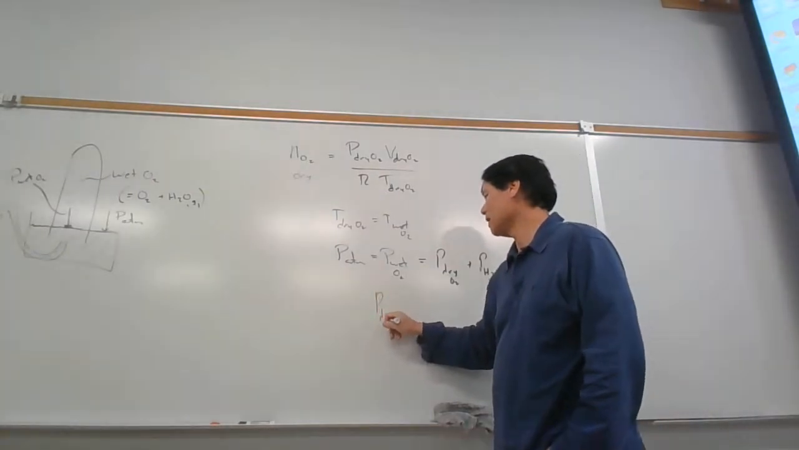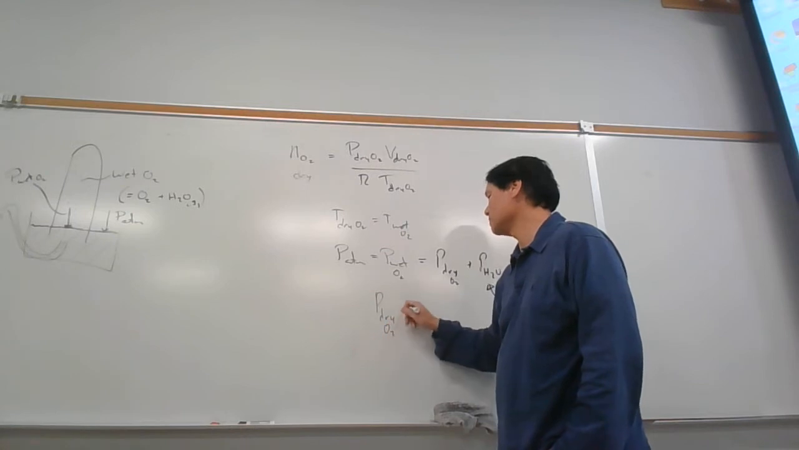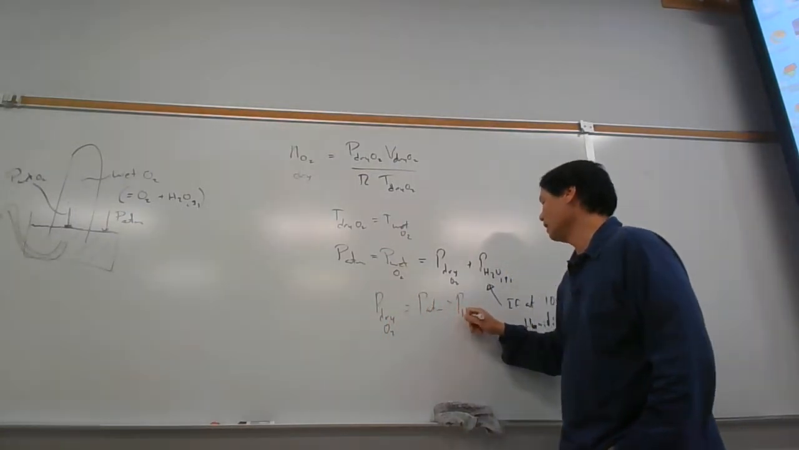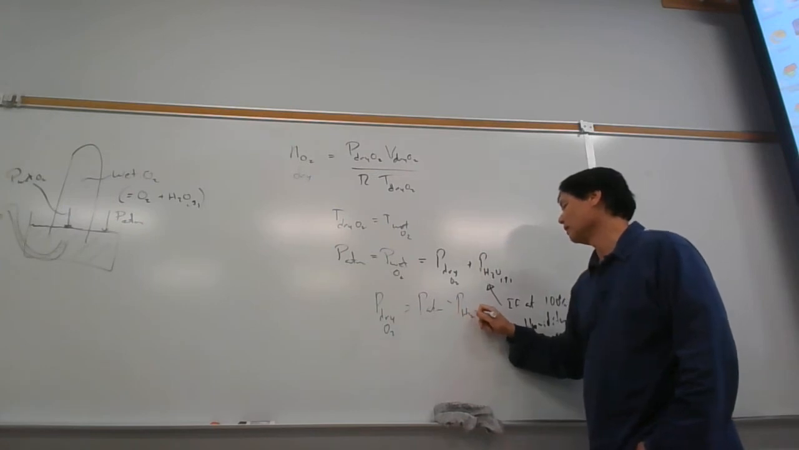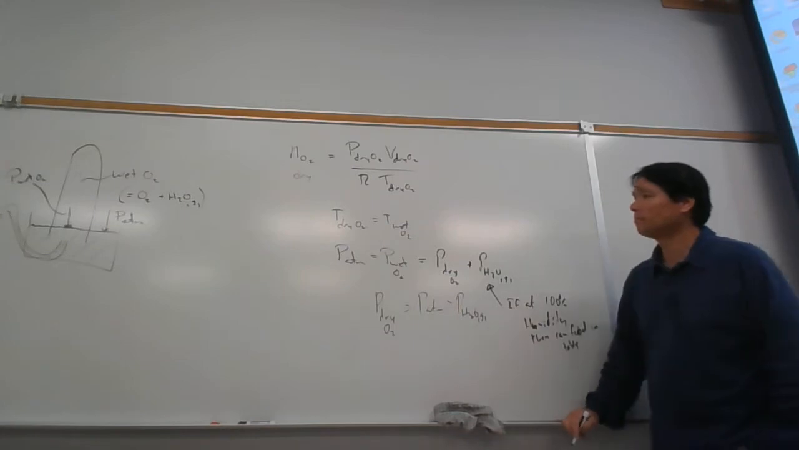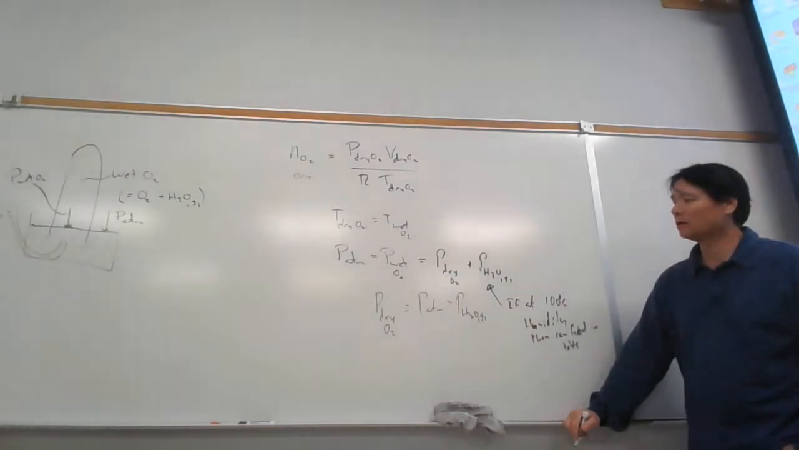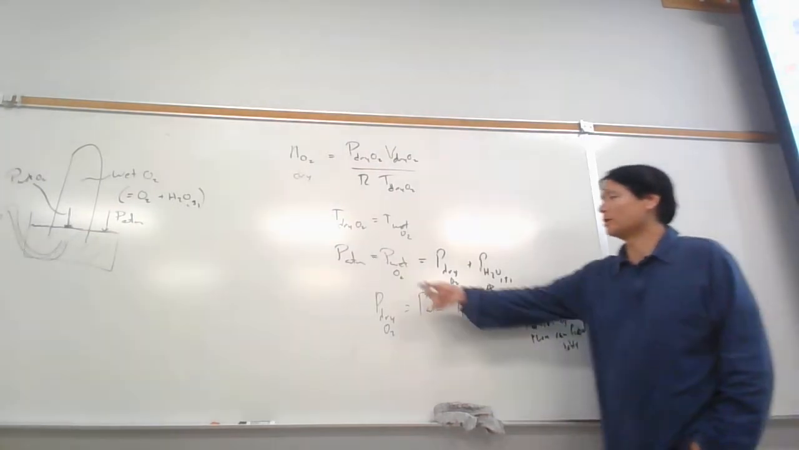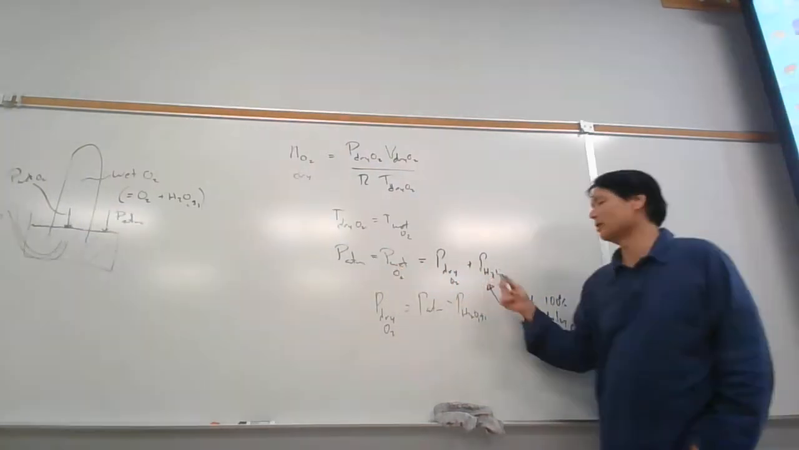The pressure of the dry O2 is just equal to the atmospheric pressure minus the pressure of the water vapor, H2O gas. And so this would be Dalton's law. The total pressure is equal to the sum of the partial pressures here.